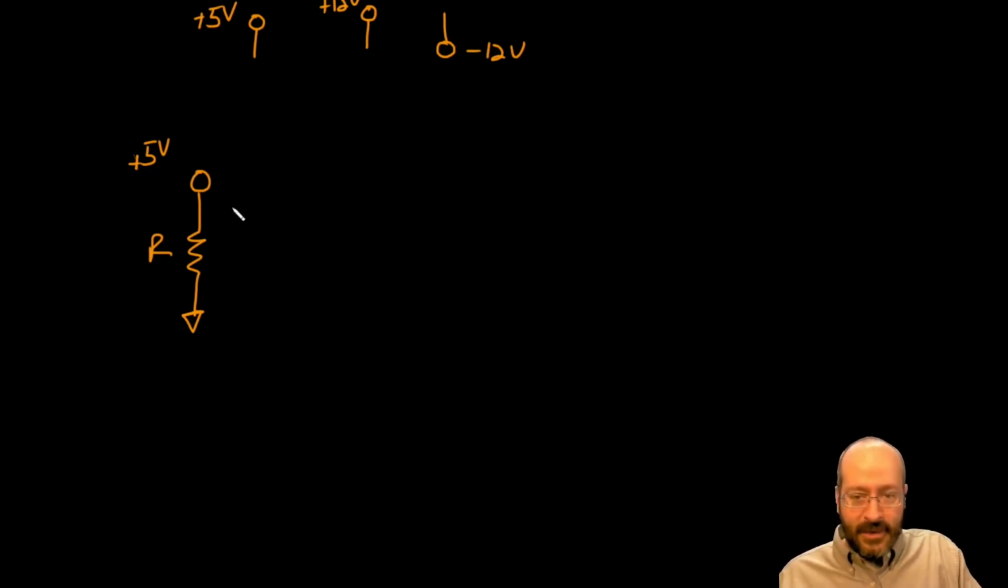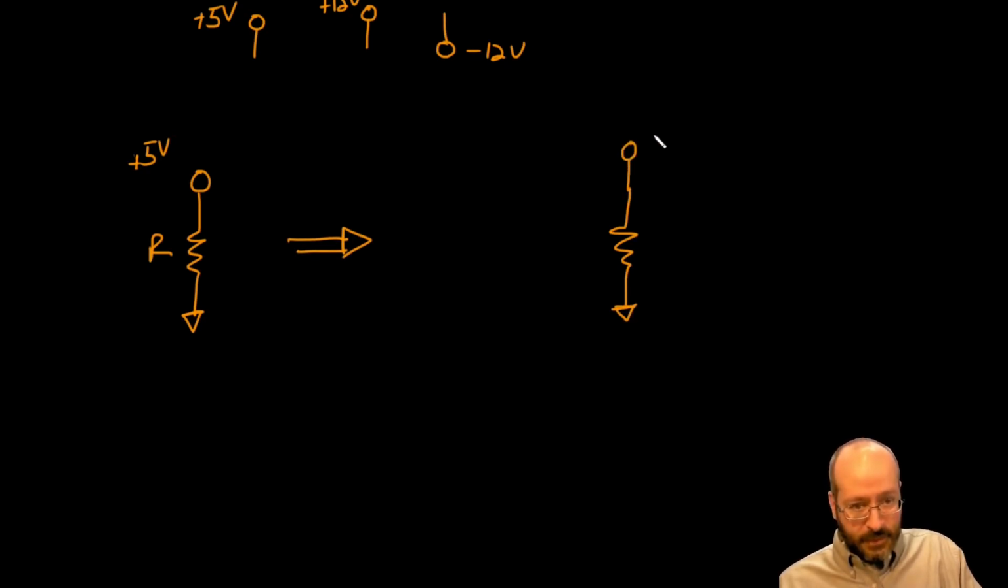I want you to know that you can take that labeled voltage, and as far as circuit analysis is concerned, you can replace it. So I can take that resistor and the ground and the voltage source up here. Now that voltage source is just labeled 5 volts. That's 5 volts in reference to ground, and that's why the ground is so important, because it's 5 volts above the ground.